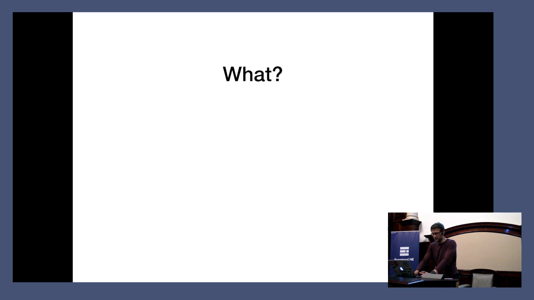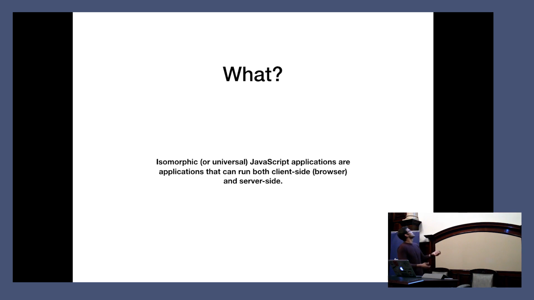Right, so the simple explanation would be that isomorphic or universal JavaScript applications are applications that can run both on the client and on the server, but it doesn't really stop just with the rendering capability. There's more to it, which I'll get into later. Obviously, most of the time, this will be in the context of single-page applications, because otherwise there'd kind of be no point, really.